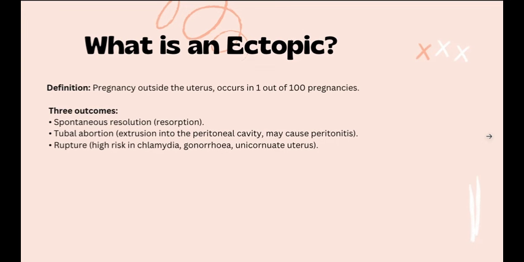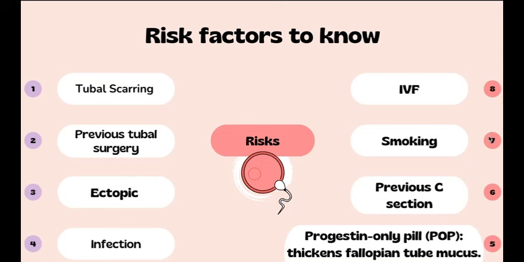So what is an ectopic pregnancy? This is a pregnancy that occurs outside of the uterus and occurs in 1 out of 100 pregnancies. There are 3 outcomes. Some ectopic pregnancies resolve spontaneously as the ectopic is reabsorbed. Sometimes they become tubal abortions and they cause peritonitis because they extrude into the peritoneal cavity, and sometimes they can rupture as well.